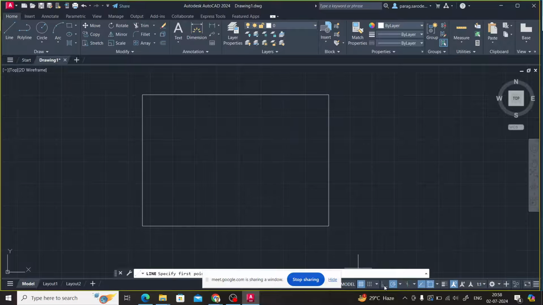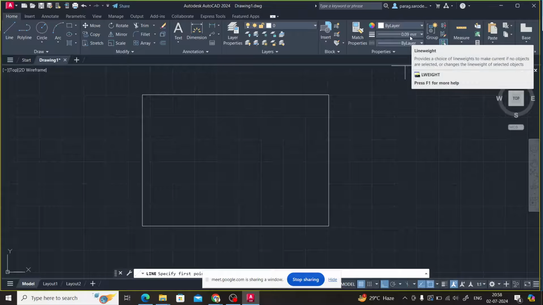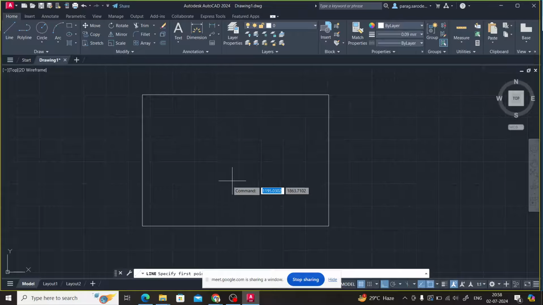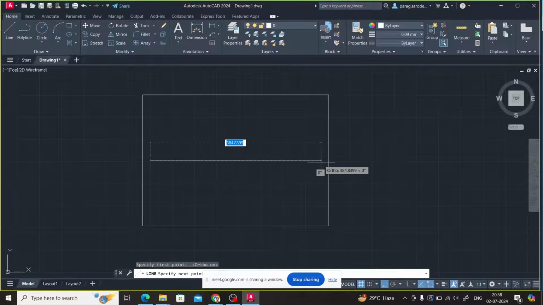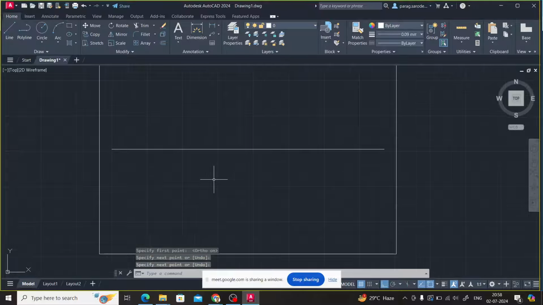Then we will switch on the ortho mode. Are you able to see this ortho? Switch on the ortho mode. Line weight should be 0.09 and the line type should be bylayer. What should be the line type? Bylayer. Line weight will be 0.09. And we will draw this horizontal line.